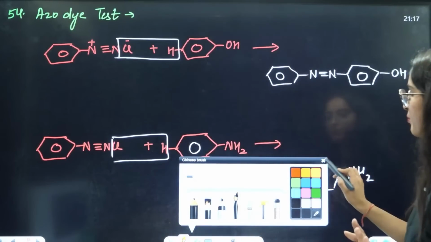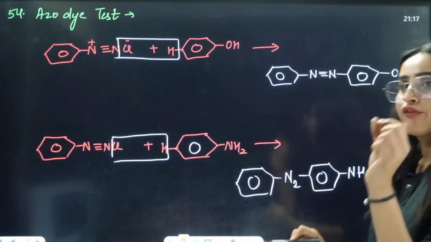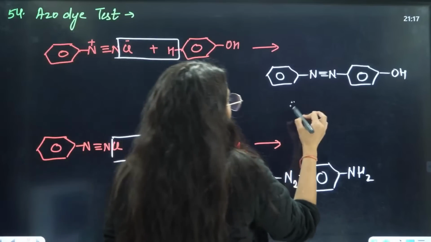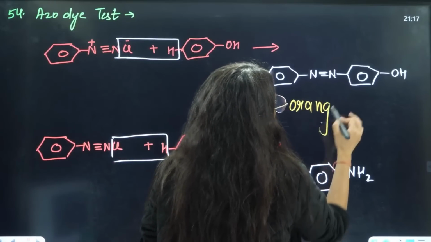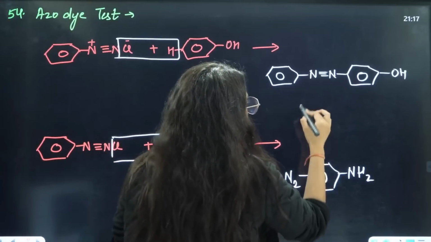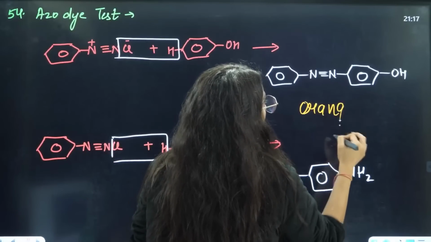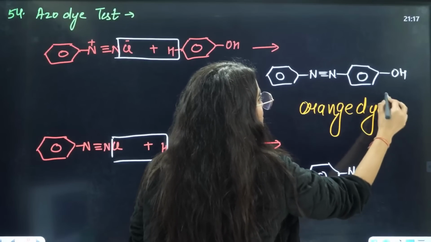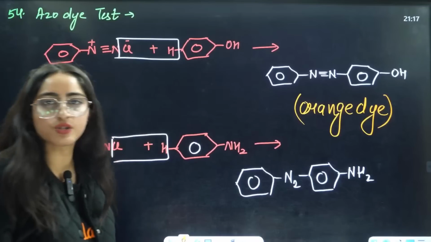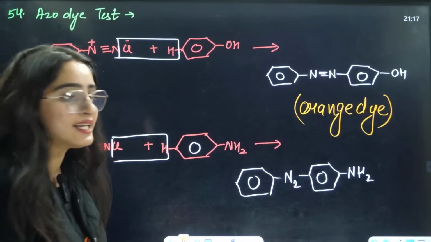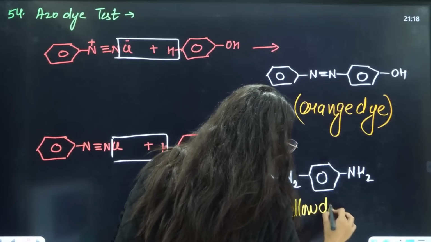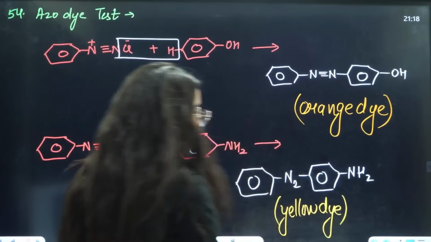Now guys, very important thing, phenol is going to form an orange dye. Let us write it in orange pen only, orange dye. This coupling reaction is what it is called. Aniline is going to form a yellow dye. This will be the yellow dye. Okay?